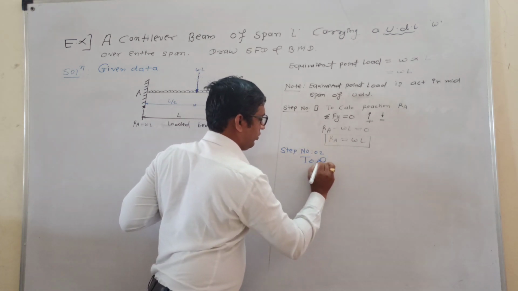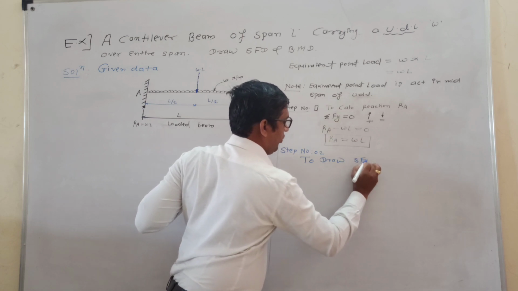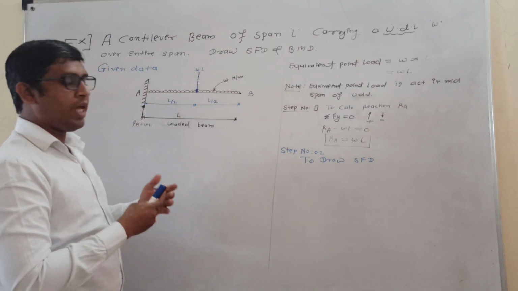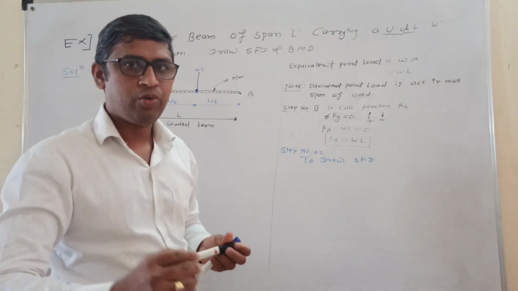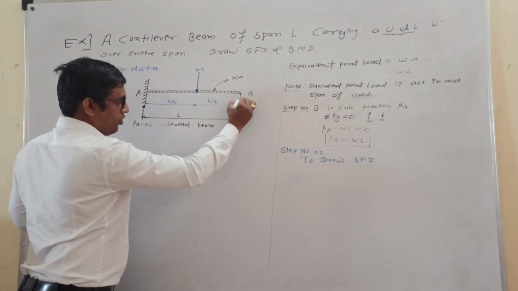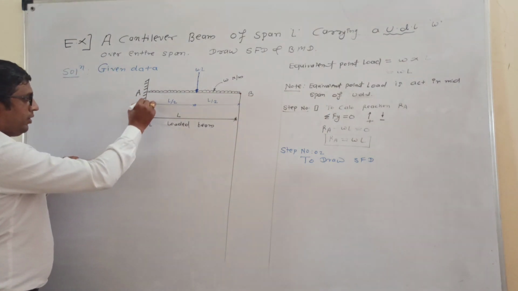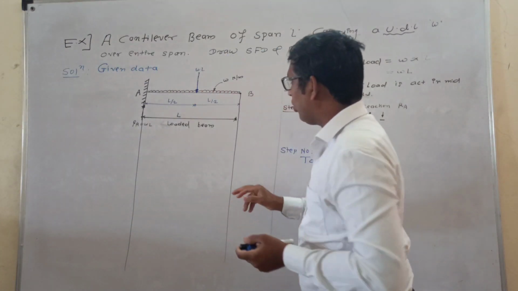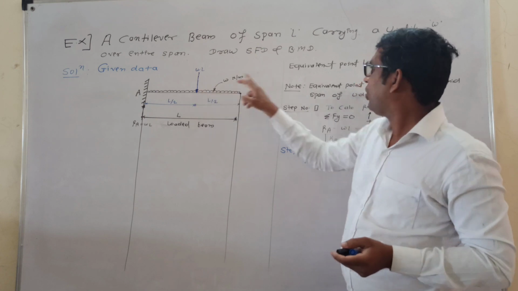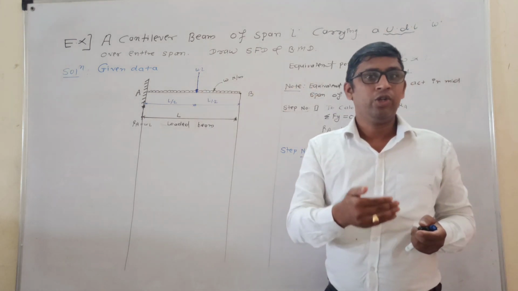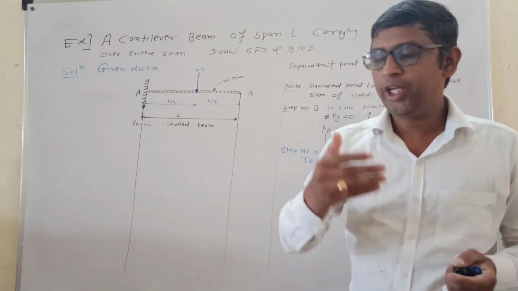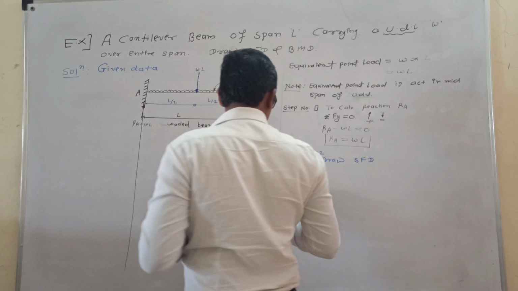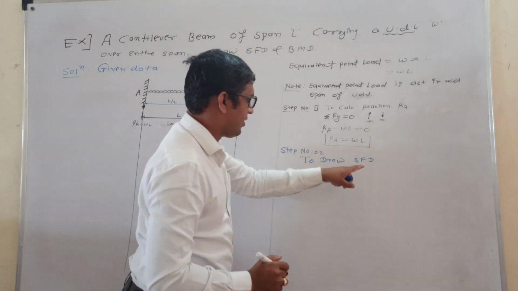To draw the shear force diagram. Before starting to draw the shear force diagram, you have to draw the projection of this free end and then the fixed end A. No need to draw the projection of this equivalent point load, because you have converted that UDL into the point load. Okay, remember that point. Okay, step number 2, to draw the SFD.